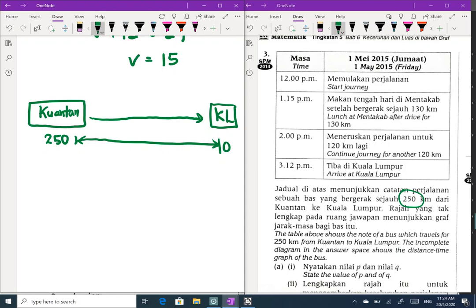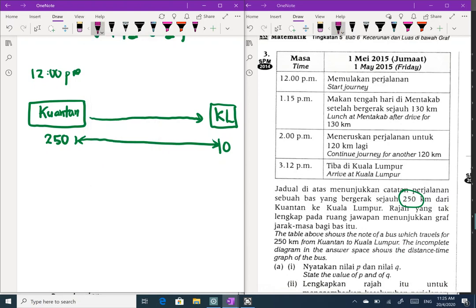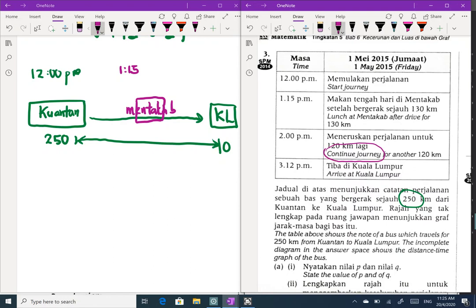Okay, we see. I start on 12 p.m. 12点我就开始了。After that, 1:15, I eat lunch at Mentagap. Okay, I stop over here, Mentagap. Okay, I eat lunch 1:15 p.m. Okay, until 2 p.m. I just continue my journey.